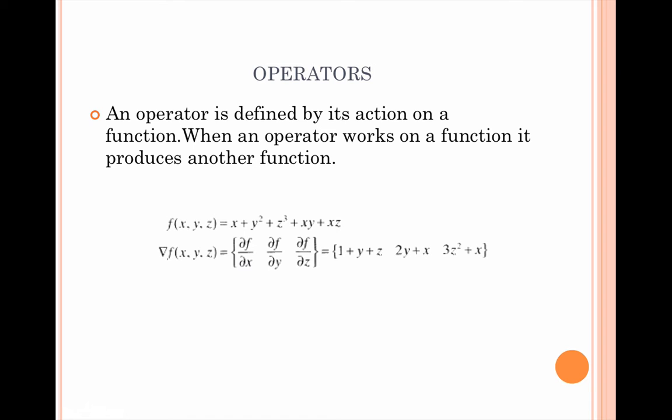Another concept that we will meet frequently in this course is operators. An operator is defined by its action on a function, and when an operator works on a function, it produces another function. As an example, we can consider the following function, and we can consider the gradient or differential operator called nabla. When this operator works on the function, what it does is that it performs a partial derivative with respect to x, y, and z of the function, meaning that it produces a new function.